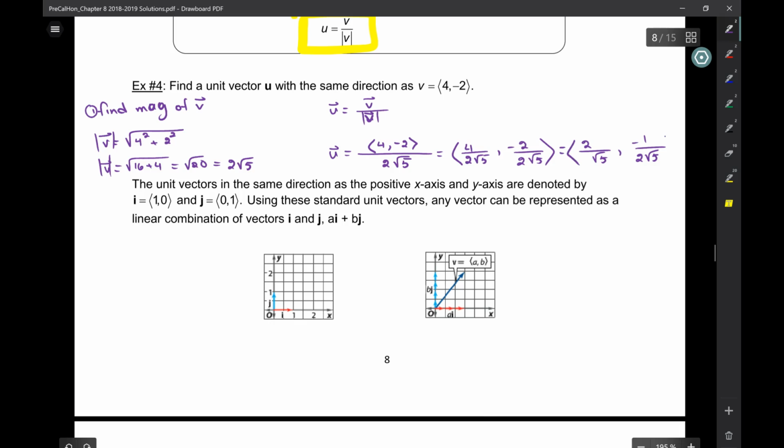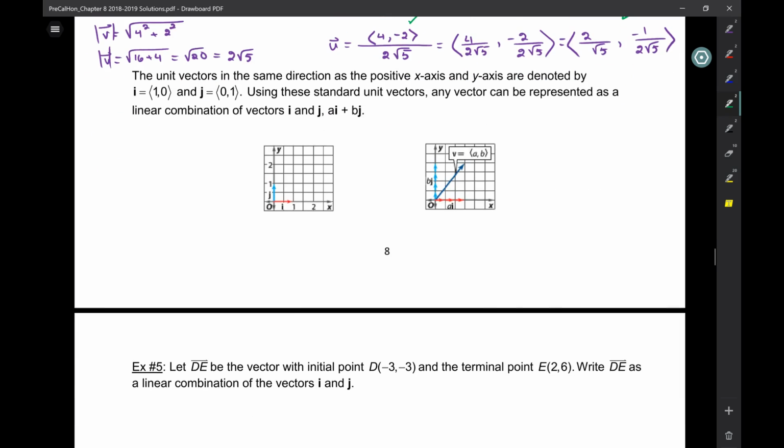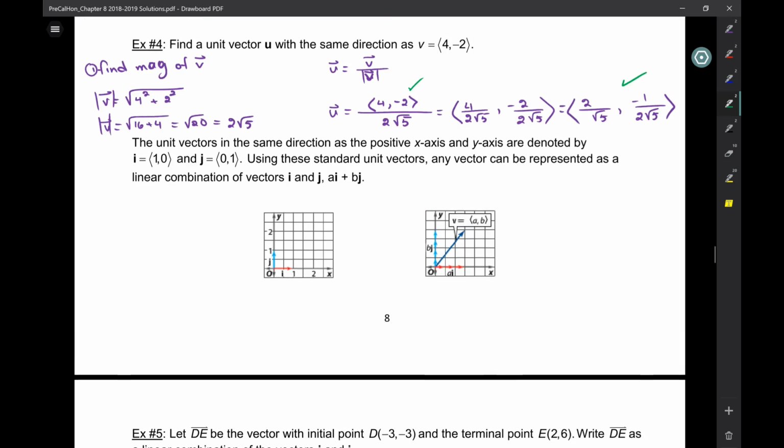So now look. You don't have to show me that middle step, you can just show me this. I just did it to show you guys what we're doing, okay? All right. Questions? Okay. Questions?